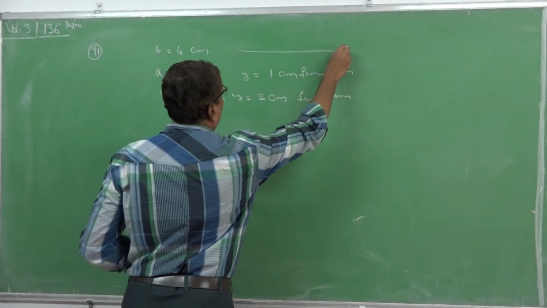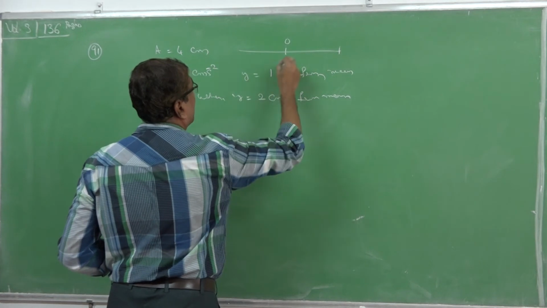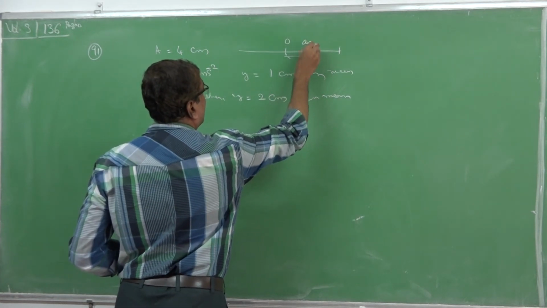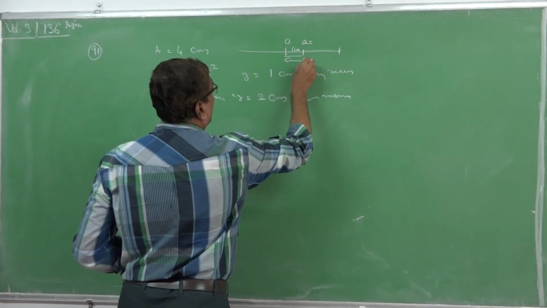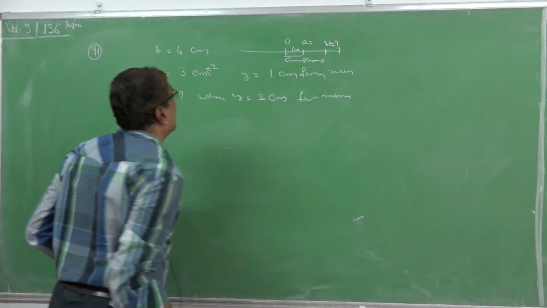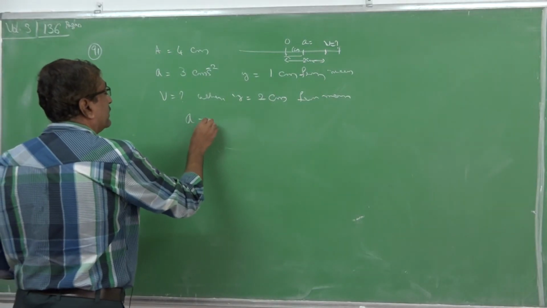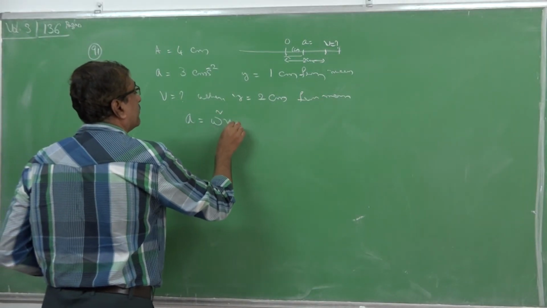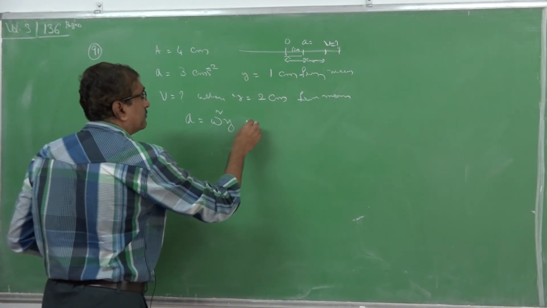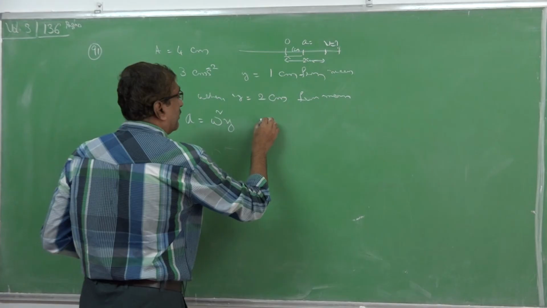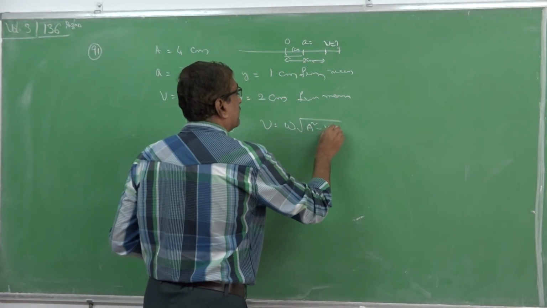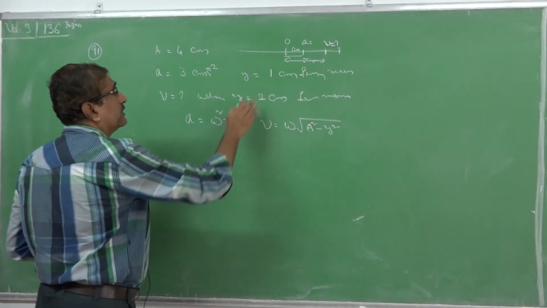Assume like this, this is the mean position. At 1 centimeter from the mean position, its acceleration is given. At 2 centimeter from the mean position, we have to calculate the velocity. We know acceleration is equal to omega square y, and velocity is equal to omega square root of A square minus y square. From these two relations we can calculate.